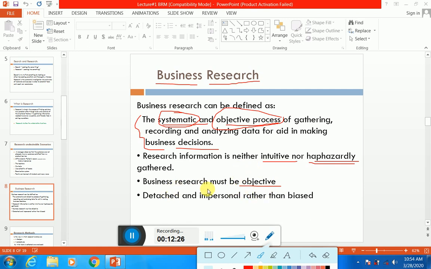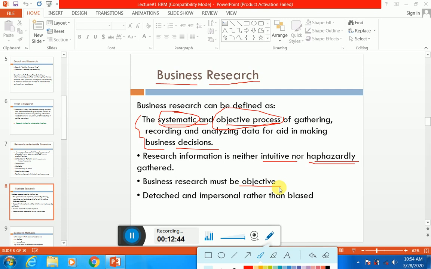So research or business research must have an objective. Whatever you are doing, you must be clear about what you want to do. It means either you want to explore something, so your objective is exploratory, or you want to describe something, so your objective is descriptive.